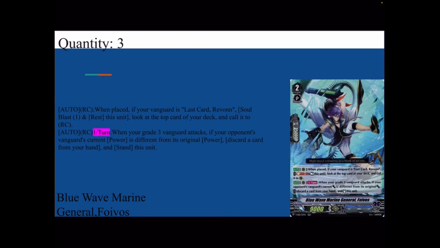3 copies of Blue Wave Marine General, Foivus, 9k base, 5k shield. Auto rearguard circle. When placed, if your vanguard is Revan, as in, you can only use this skill if your vanguard is Revan, soul blast one and rest it, and look at the top card and call it to rear. And then auto rearguard circle once per turn when your grade 3 vanguard attacks. If your opponent's vanguard's current power is different from its original power, discard a card and stand this unit.